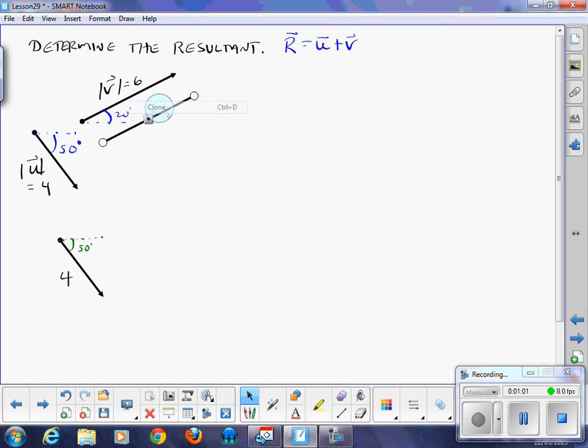Rewriting the other vector, so I'll clone it. And again, I need to draw in that angle that's given, so it's from the tail. So that's 20 degrees. All right, so here we go. The resultant will look like this. So it's not 50 degrees from the horizontal. The resultant is down a little bit.